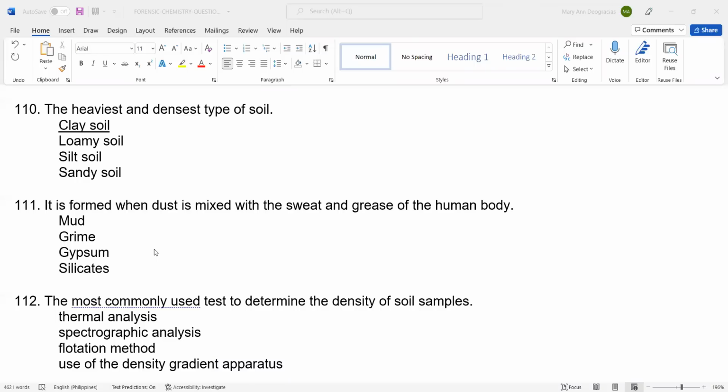This form when dust is mixed with the sweat and grease of the human body. Grime. Itong gypsum, silicates, mga minerals to. Eliminate nyo na to. Tanggalin nyo si gypsum, tanggalin nyo si silicate. Okay, ang pagpipilian nyo na lang, mud tsaka grime. Ano yung mud? Putik, di ba? Okay, human body ang pinag-uusapan. So, ano natira? Grime. Grime is libag. Mag-eliminate kayo para makita nyo, para makuha nyo yung tamang sagot.